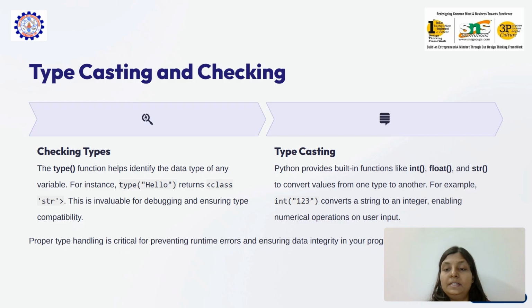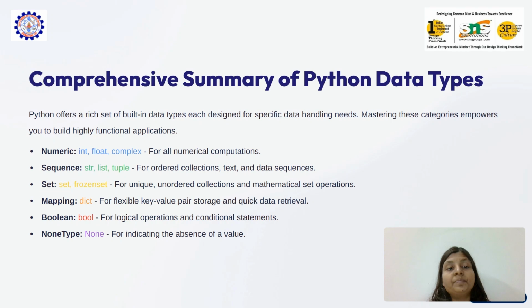Typecasting: Python provides built-in functions like int, float, and str to convert values from one type to another. For example, int of "123" within double quotes converts a string to an integer, enabling numerical operations on user input. Proper type handling is critical for preventing runtime errors and ensuring data integrity in your programs.